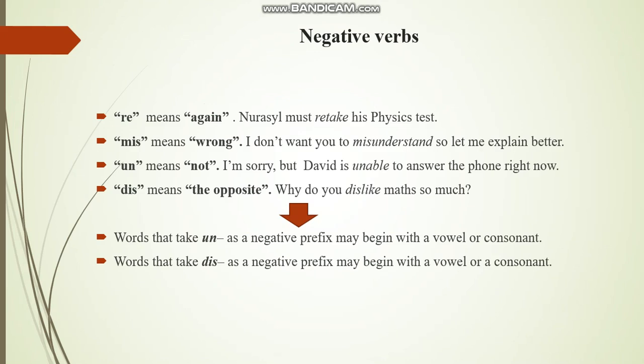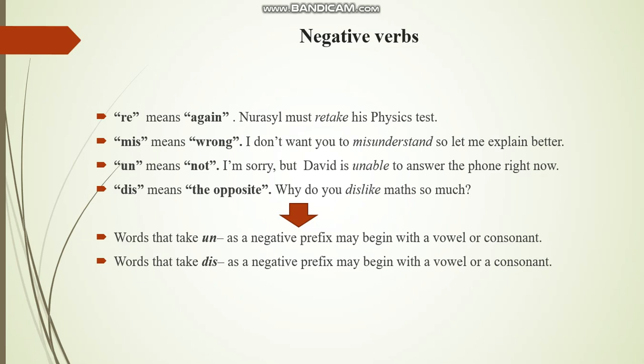And now let's speak about negative verbs and their prefixes. So the first one, re, means again. For example, Russell must retake his physics test. The next, mis, means wrong. For example, I don't want you to misunderstand, so let me explain better.